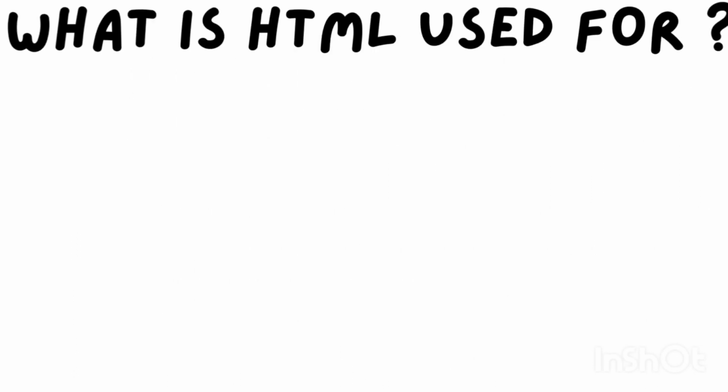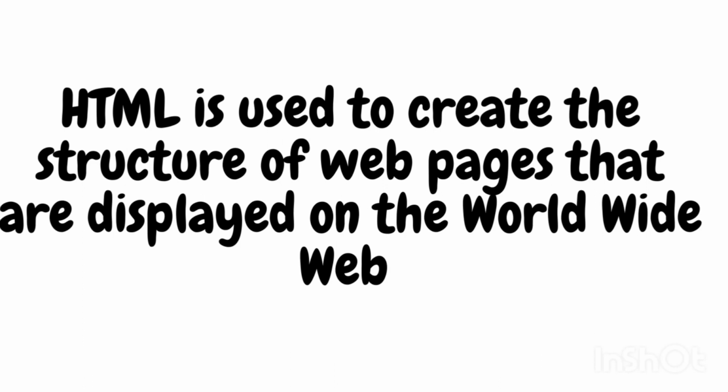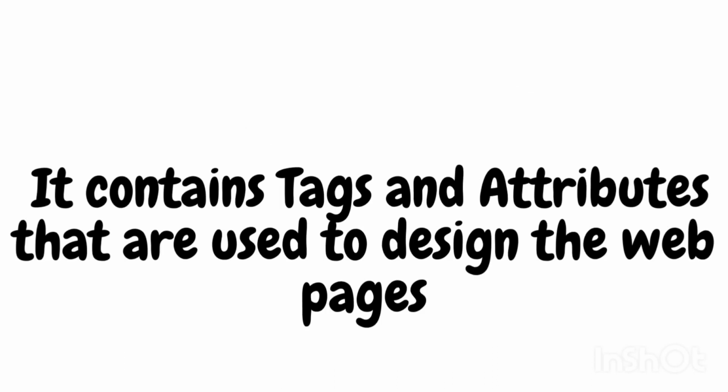What is HTML used for? HTML is used to create the structure of web pages that are displayed on the World Wide Web. It contains tags and attributes that are used to design the web pages. Also, we can link multiple pages using the hyperlinks.